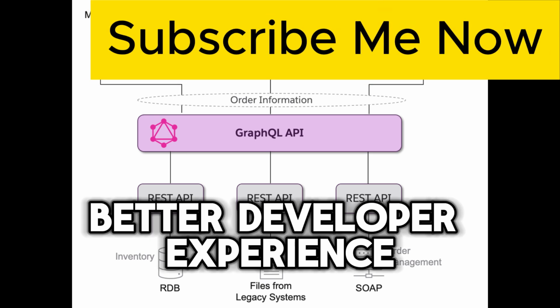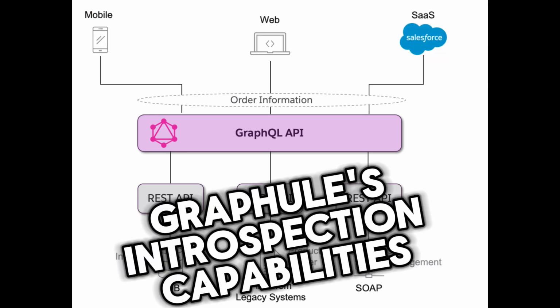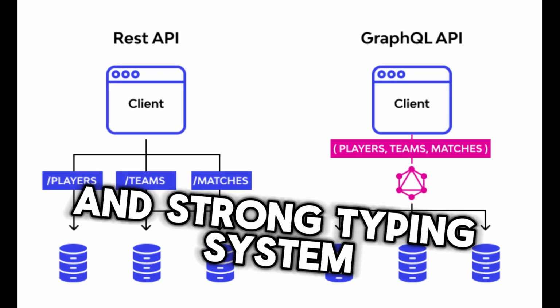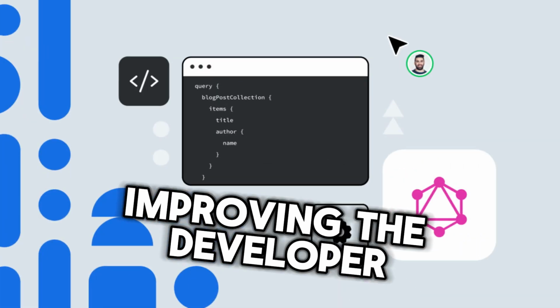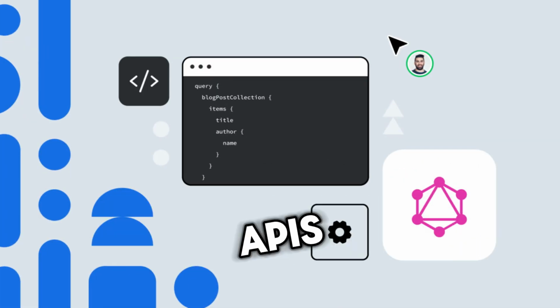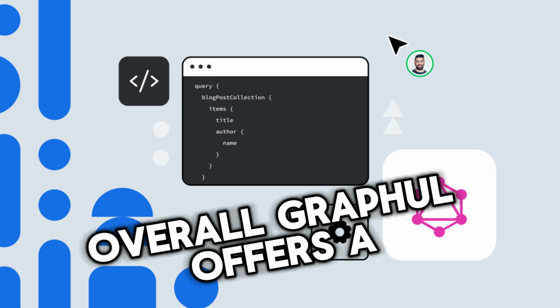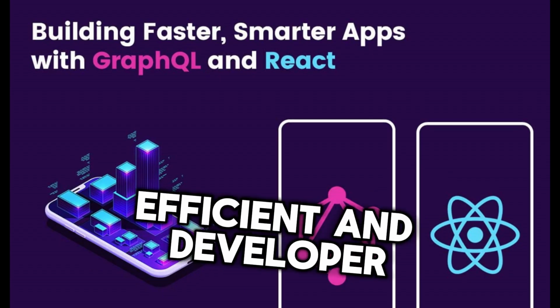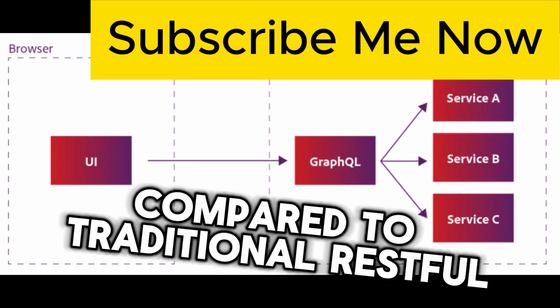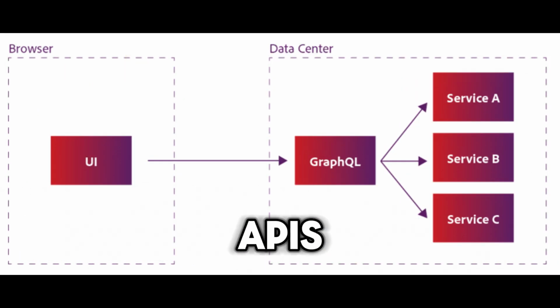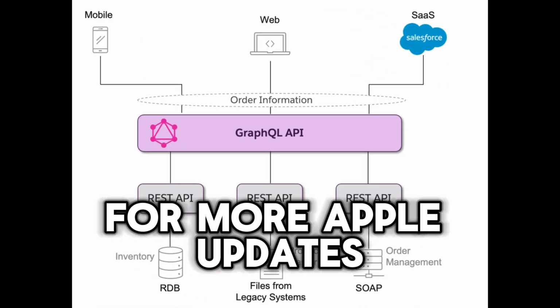Better developer experience. GraphQL's introspection capabilities and strong typing system provide better documentation and tooling support, improving the developer experience when working with APIs. Overall, GraphQL offers a more flexible, efficient, and developer-friendly approach to building and consuming APIs compared to traditional RESTful APIs.